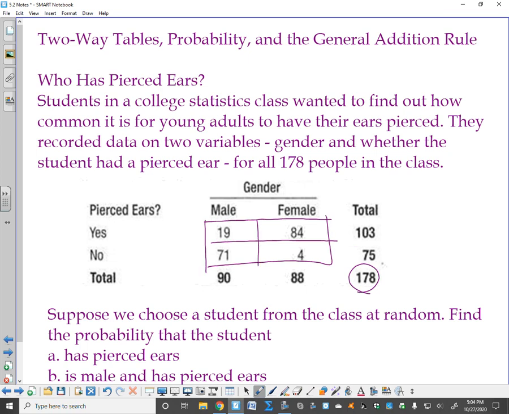Totals, the marginal distribution is in bold. So I've got gender and then whether or not you have pierced ears. Suppose we choose a student from the class at random. Find the probability that the student has pierced ears, is male and has pierced ears, is male or has pierced ears. All right, good times. Here we go.